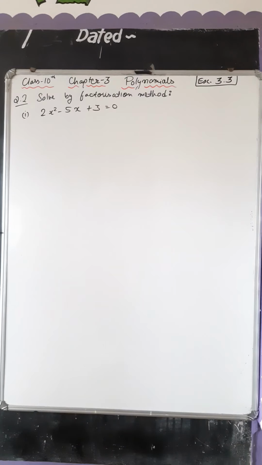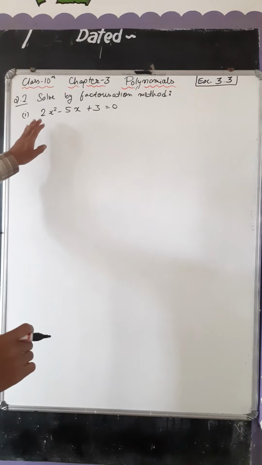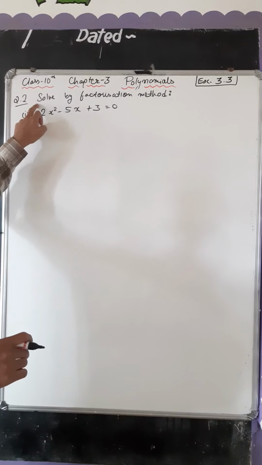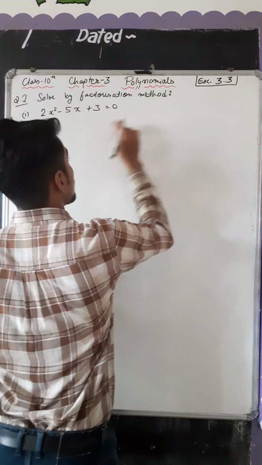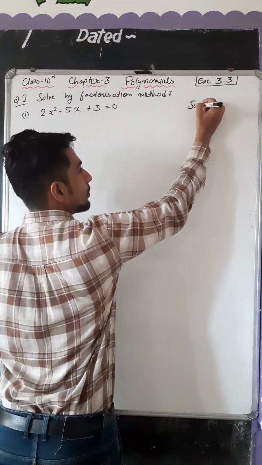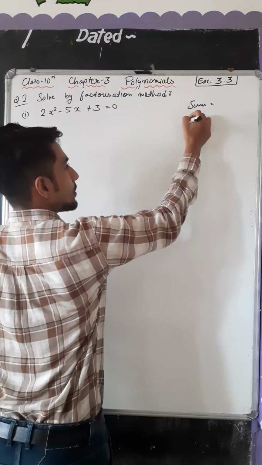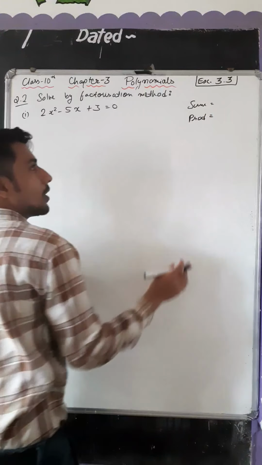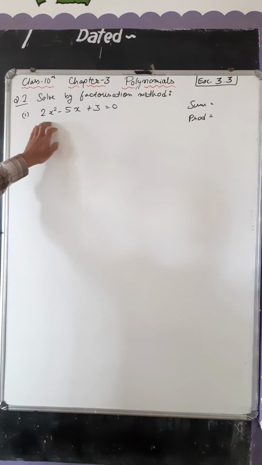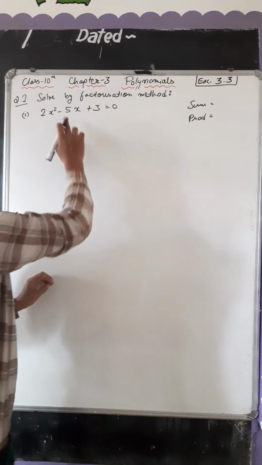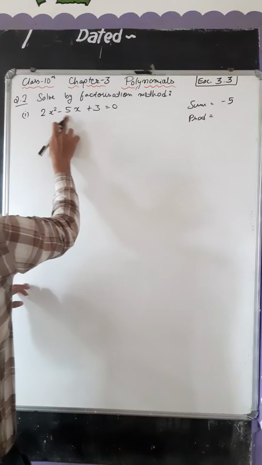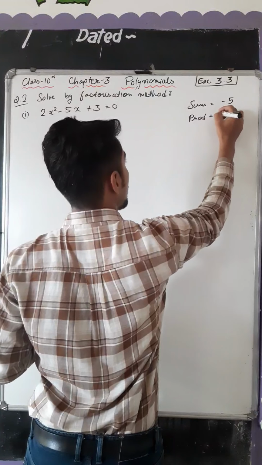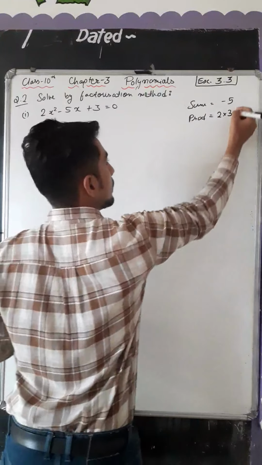So students, let's take question number 2. In this question, you have to solve the equations by factorization method. So what is the sum of two numbers which we will suppose, and what is the product of two numbers, which will help us find the zeros here? The sum will be minus 5 and the product will be 2 into 3 equals to 6.